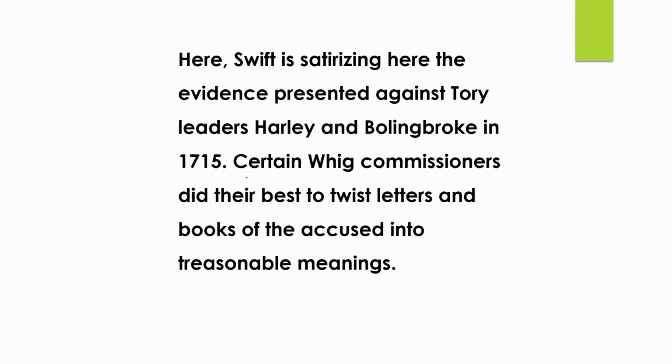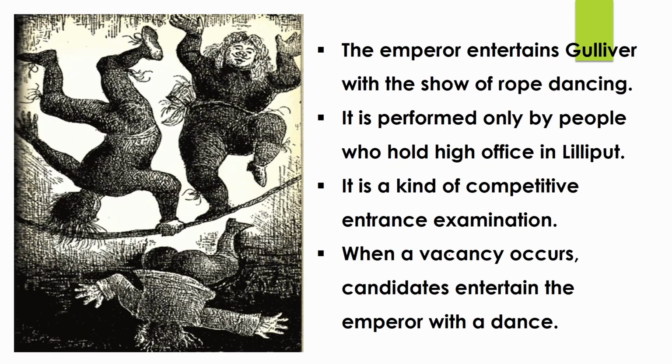Here Swift is satirizing the evidence presented against the Tory leaders Harley and Bolingbroke in 1715. Certain Whig commissioners did their best to twist letters and books of the accused into treasonable meanings. Chapter 3 begins with the emperor's wish to entertain Gulliver with shows.